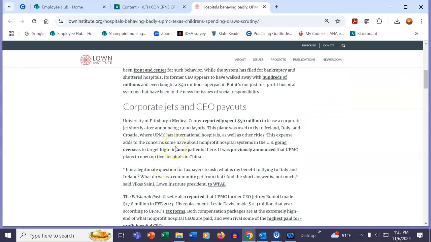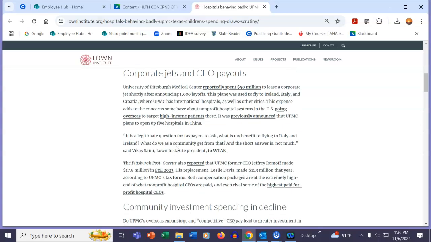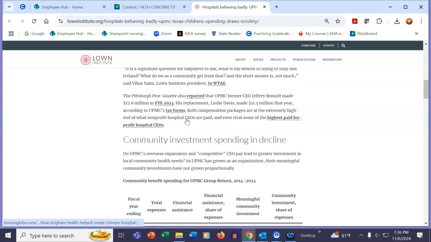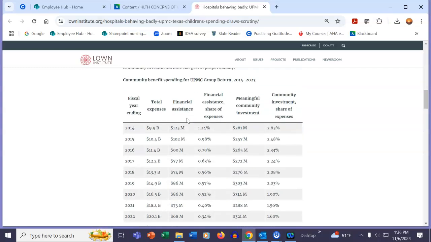As far as I know, the nurses at UPMC are talking about how much they're paying the CEOs, corporate jets. UPMC, which is the University of Pittsburgh Medical Center, I should have said that, is a healthcare system with over 40 hospitals, and it's an insurer. They also have hospitals internationally. That's where this will go a little bit more over.